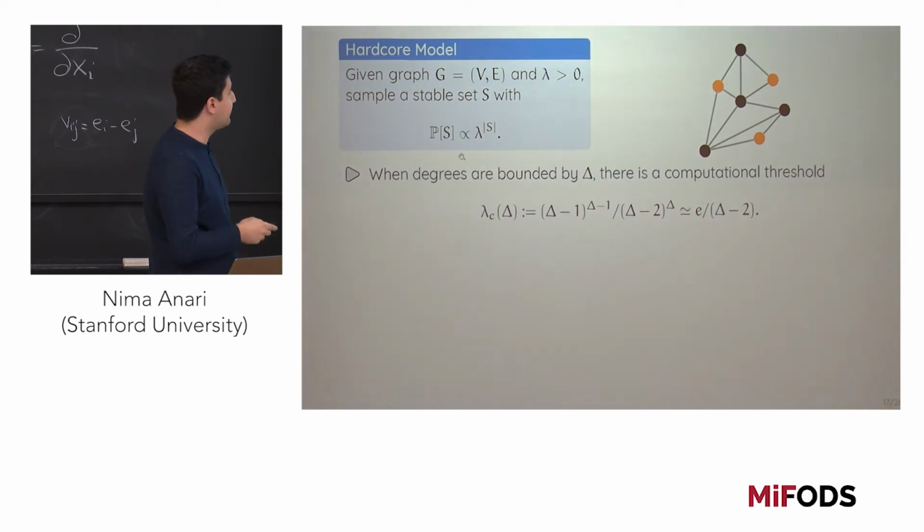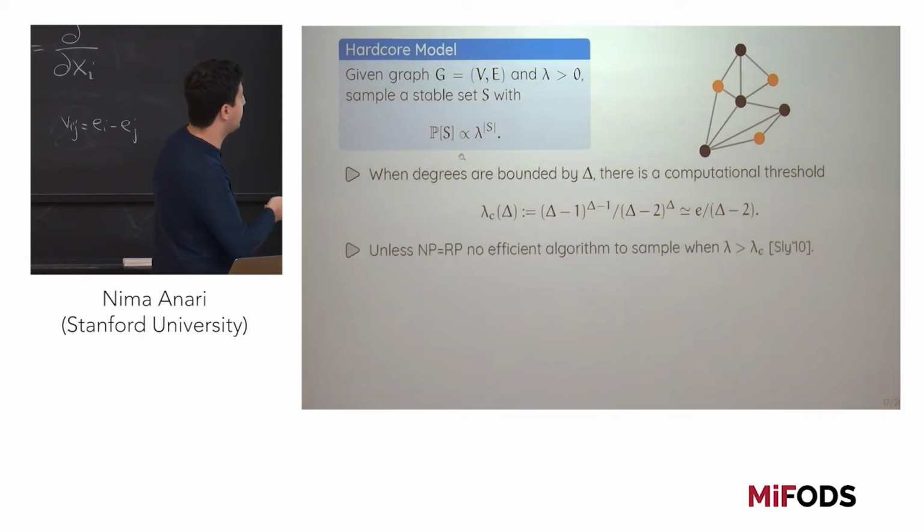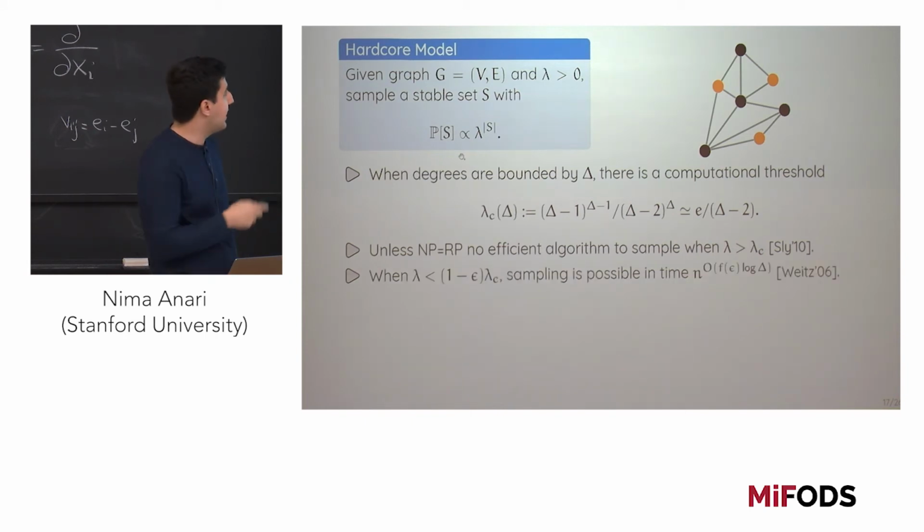One of the amazing results in computer science is that this threshold of lambda, which corresponds to a physical phase transition, also corresponds to a computational complexity transition. Alan Sly showed that if lambda is above this threshold, it's hard to sample from this distribution. This is complemented by Weitz's result that shows that for lambda below this threshold, you can sample. But Weitz's sampling algorithm is not of the random walk type that I was talking about.